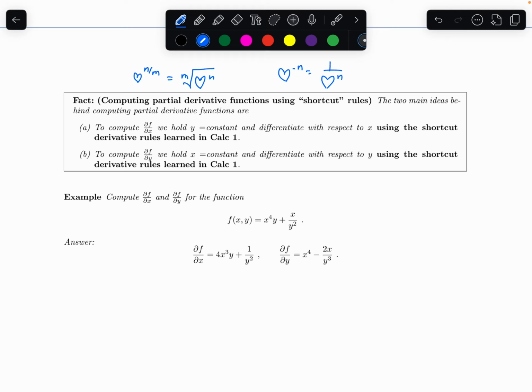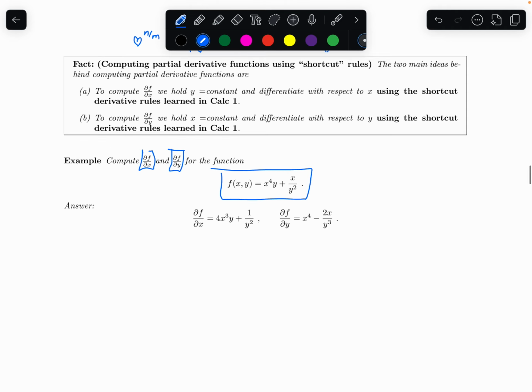Let's be really lengthy in our process. So here is our function. Let's see if we can match these answers. Our goal is to find the partial derivative of f with respect to x and y. So let's do x first. Remember, this means treat y like a constant. So I'm going to take the partial derivative. I'm going to write a lot of steps. There's definitely a lot of this that you can skip. I'm going to be very thorough. So my function is x to the 4th y plus x over y squared.